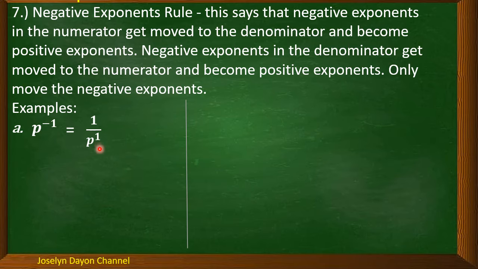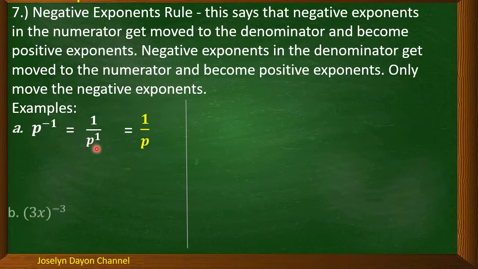And we all know that if the exponent is only 1 and it's positive, we're not going to write the positive 1 exponent, unless it is negative 1 exponent, we really have to write it. So therefore, our final answer now is 1 over p. Again, in order for this negative exponent to be removed, we have to write 1 as our numerator, and then copy this one, place this in the denominator part, but remove the negative sign.